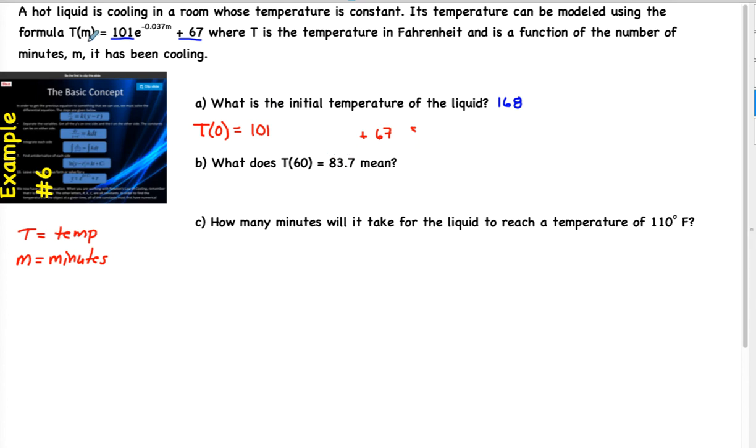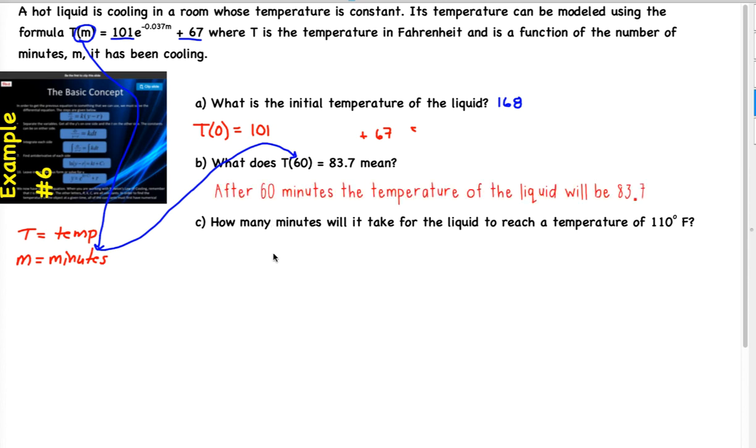Well, remember, this is M, which is minutes. Oh, so that just must mean this. After 60 minutes, the temperature of the liquid will be 83.7, and I can actually even make that more precise, degrees Fahrenheit. Now, you must say of the liquid because there are two temperatures going on here, the room temperature and the temperature of the liquid.